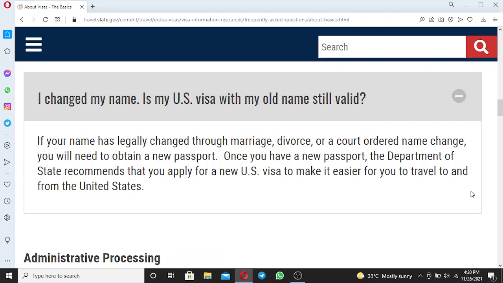So if you have changed your name for whatever reason, maybe by marriage, divorce, or a court-ordered name change, you are advised to obtain a new passport. And once you have obtained a new passport, the Department of State recommends that you apply for a new US visa to make it easier for you to travel to and from the United States.